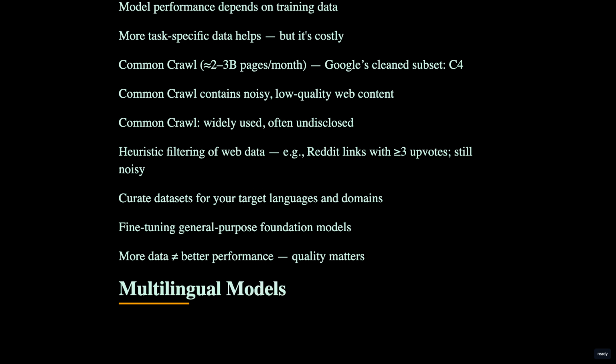This section introduces models that can process and generate many languages. We'll look at how they're built, the main challenges they face, and why they matter in real applications.